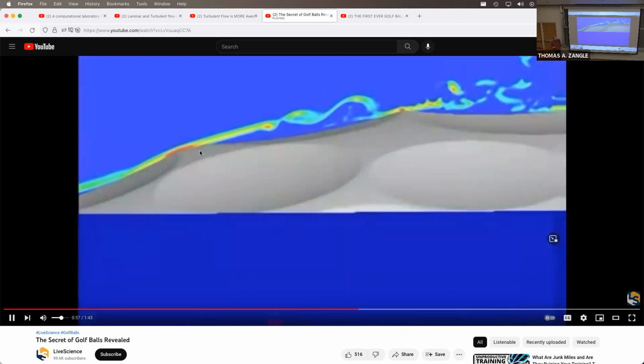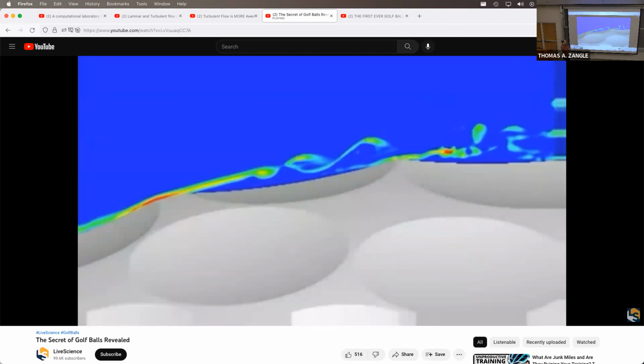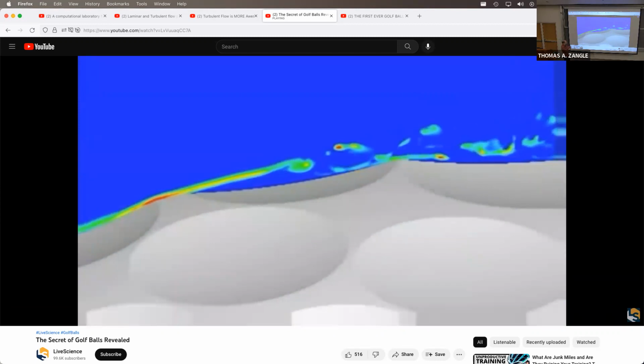Watch now, within a single dimple, as the air detaches and it shears away, varying with the stream's direction.